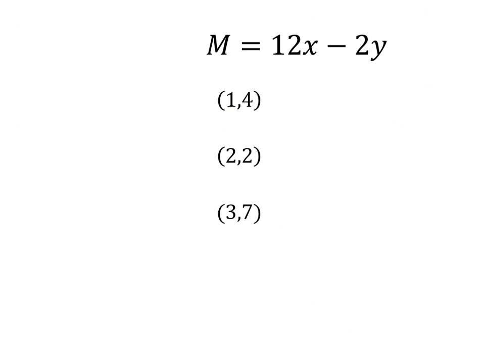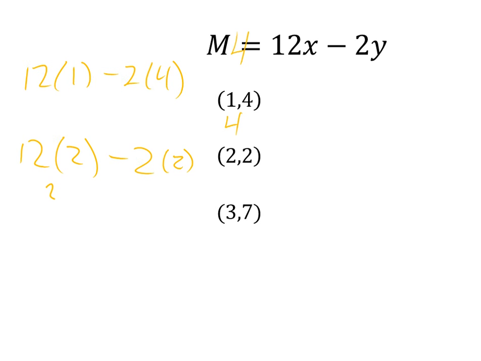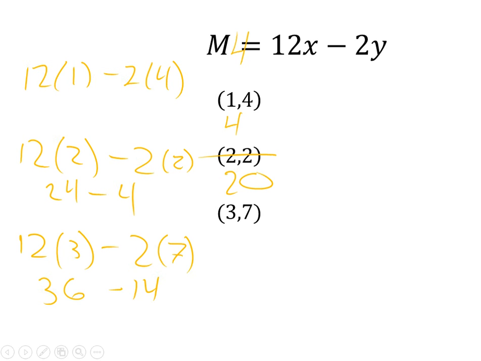So we'll plug this in. 12 times 1 minus 2 times 4, which would be 12 minus 8, so 4. And then we'll have 12 times 2 minus 2 times 2, which would be 24 minus 4, which would be 20. So that one's out. Then we'll go 12 times 3 minus 2 times 7. So that would be 36 minus 14, which is 22. So that one's out. So it looks like 1, 4 will be our minimum.